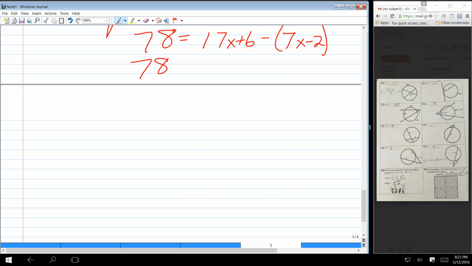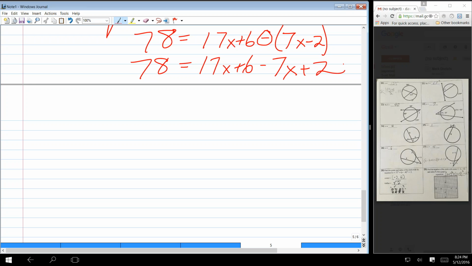So what is it? 78 equals 17x plus 6. What next? Minus 42x. No, minus 7x. There's no multiplication going on. Okay. Is it minus 2 or plus 2? It'd be minus. No. I got to distribute that minus sign to both these terms. So it'd be positive 2. Minus times minus is equal to positive.